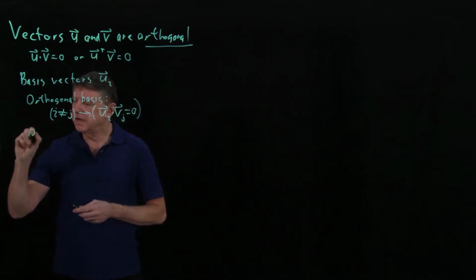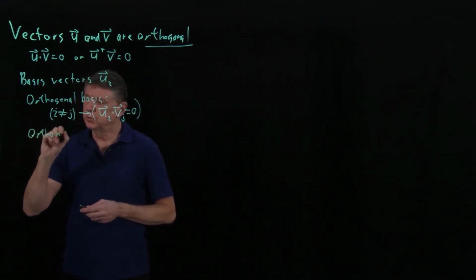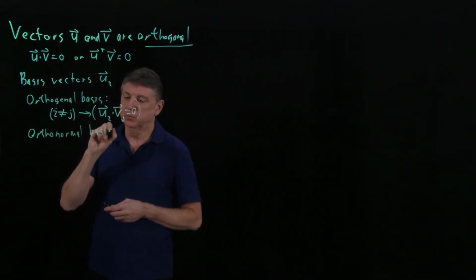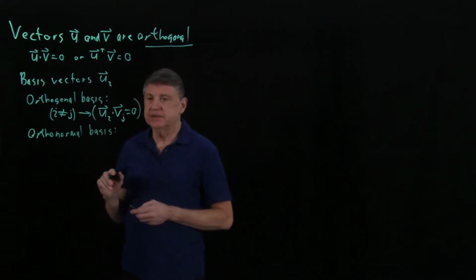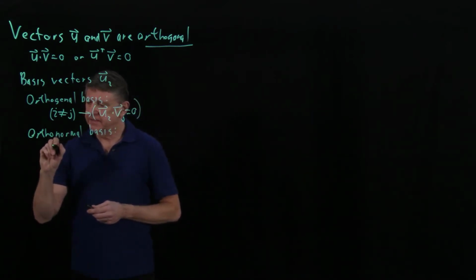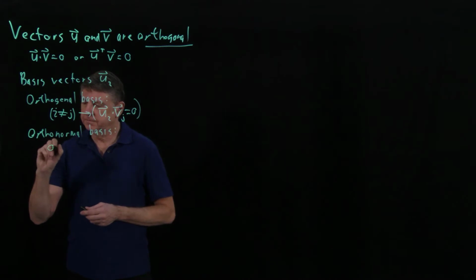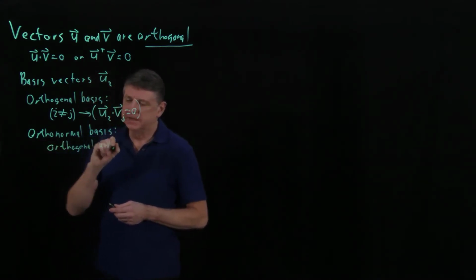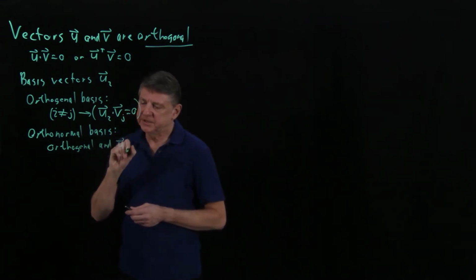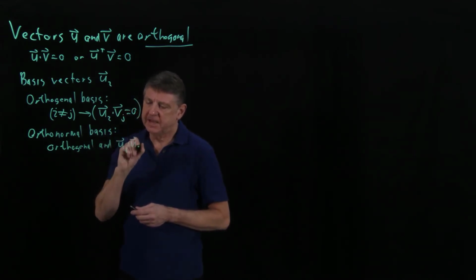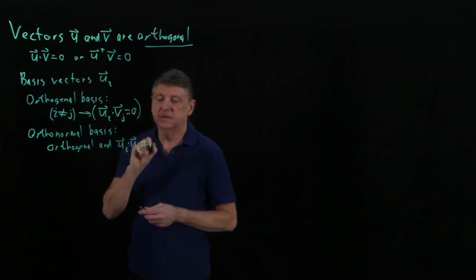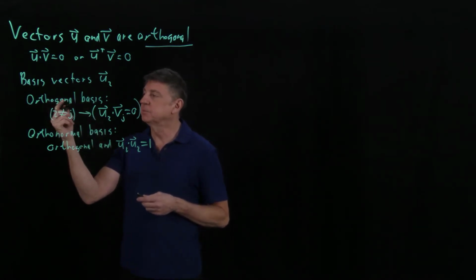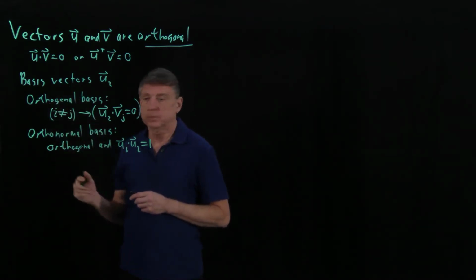A related idea is an orthonormal basis, or an orthonormal set of vectors. These have the property that they are orthogonal, and the additional property is that the dot product of any vector with itself is 1. Let's go through a few examples and explore whether they're orthogonal or orthonormal.